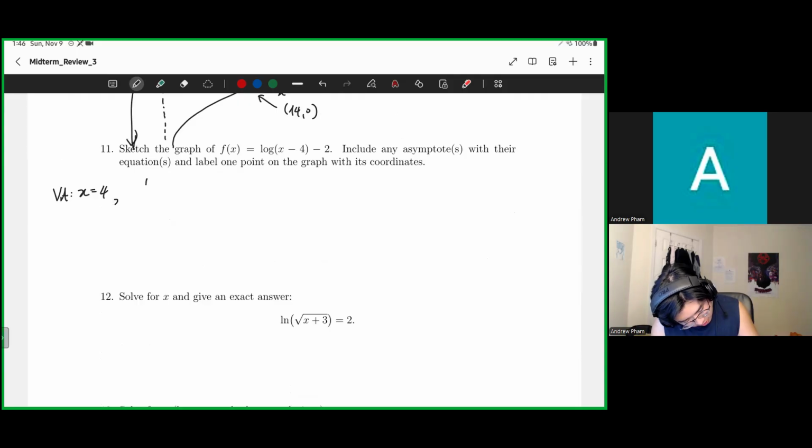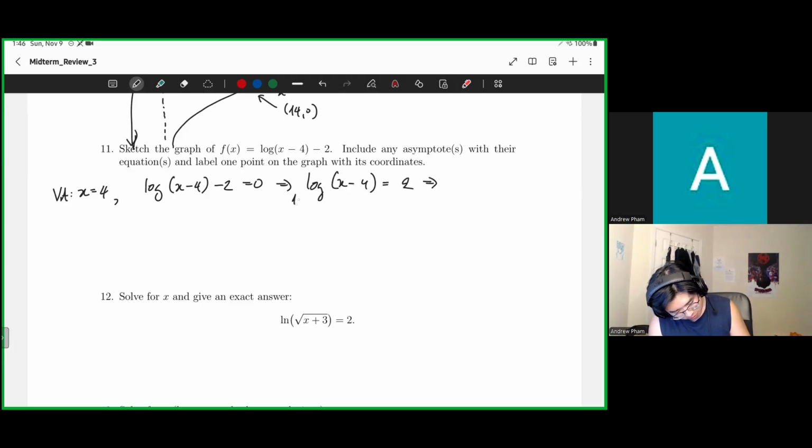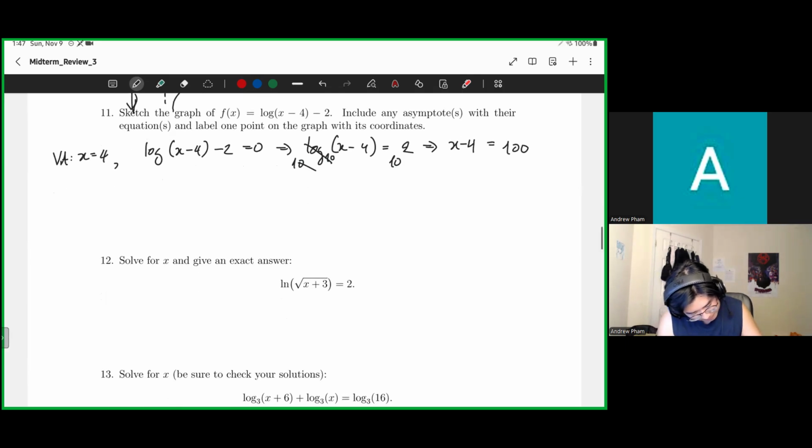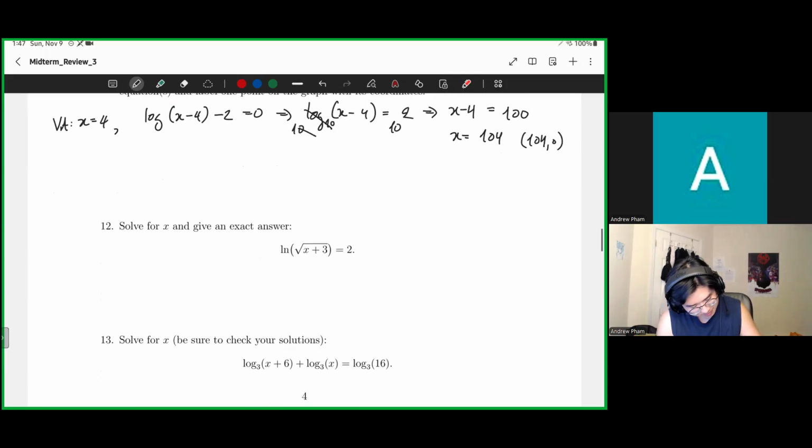To find the x-intercept, you set the equation equal to 0. And we'll do about the same thing, right? So you add over the 2, log of x minus 4 is equal to 2. And then invert by raising everything underneath the corresponding log base. So in this case, it's 10, right? So that the log base 10 and the 10 cancel, and you're left with x minus 4 is equal to 100. And so x is equal to 104. So there's a point at (104, 0).